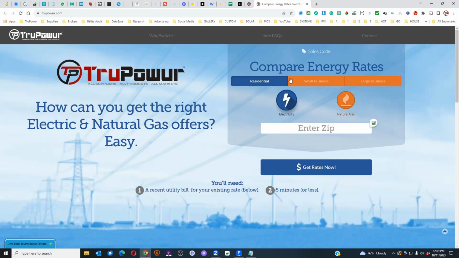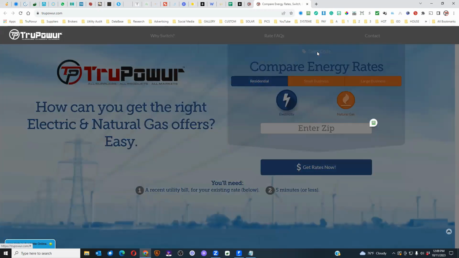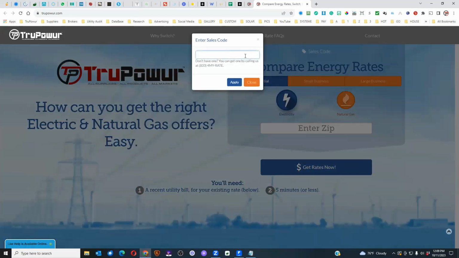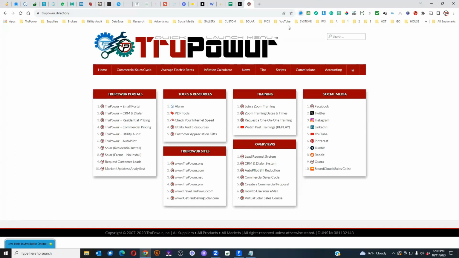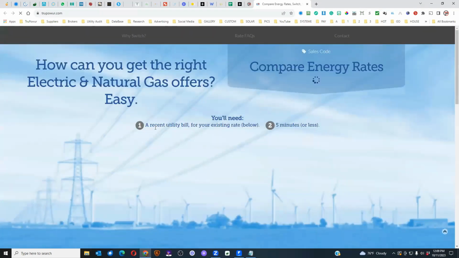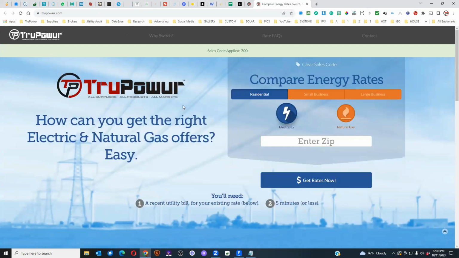But up here at the top, you can see where you need to add your sales code. So if you put in your sales code, which is the same as your 3-digit extension number, and hit apply, you'll see that the sales code has been applied. Typically, if you've done it once, it will stay there. So the next time that I pull that up, it is going to automatically add that in there.